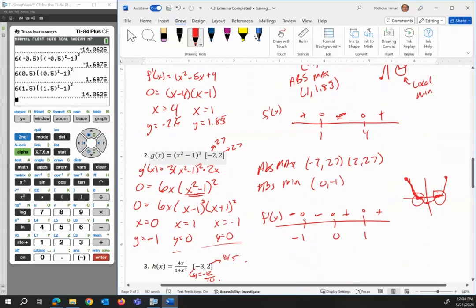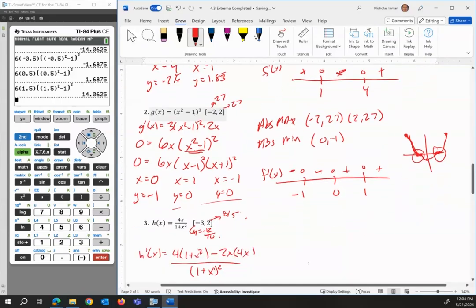Or did our function not change direction? Did the slope not change? And then therefore these are not extreme values. They are still critical. Okay, and that's the general idea.